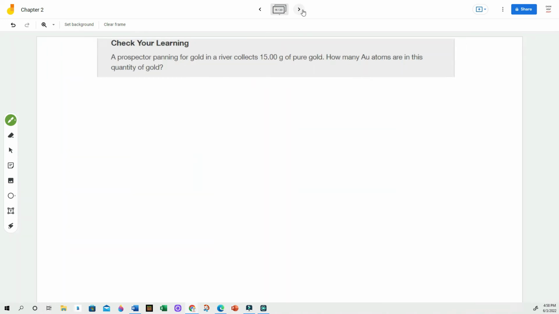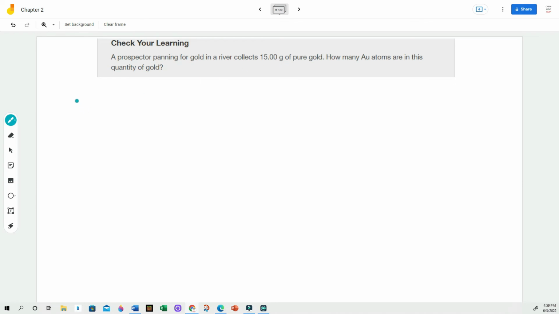Check your learning. A prospector panning for gold in a river collects 15 grams of pure gold. How many gold atoms are in this quantity of gold? So again, we're going to start with grams, and we want to go all the way to atoms. And we can do this in either 1 step or 2 steps. I'm going to start with the 2-step process, and then I'll show you the 1-step process.